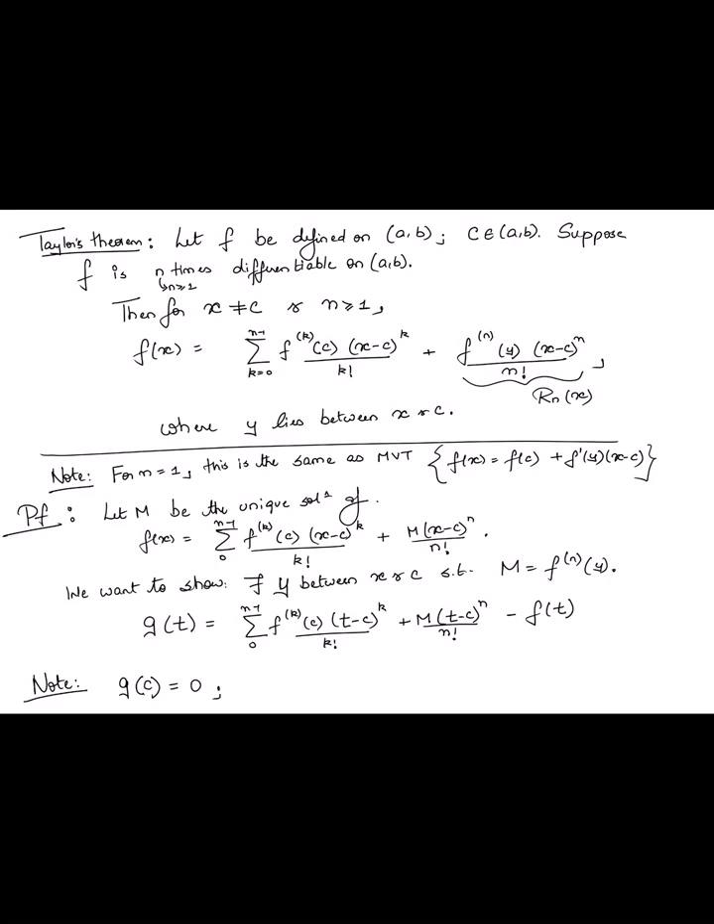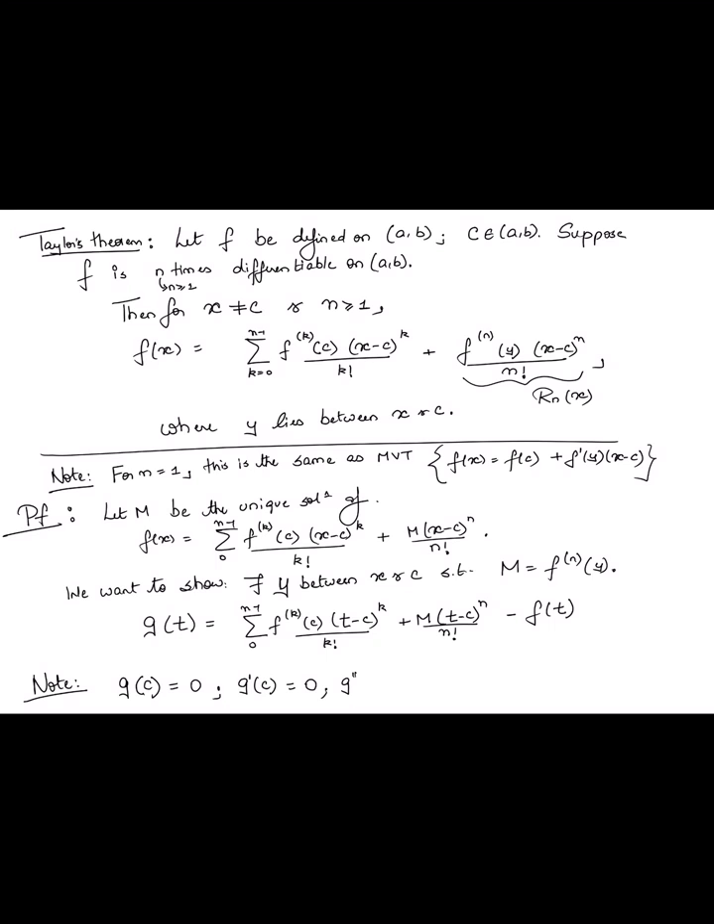However, properties of g go further. If you look closely, you will realize that g prime c is also equal to 0. Why? Because when you differentiate g of t, the first term would basically end up boiling down to the first derivative of f at c, and that in turn would cancel out the last term. All the other terms would drop off to 0.